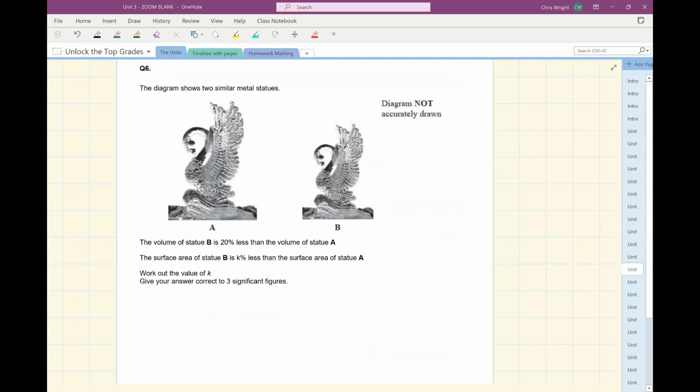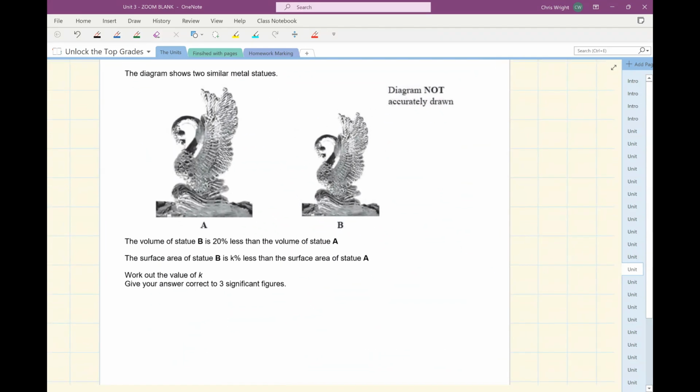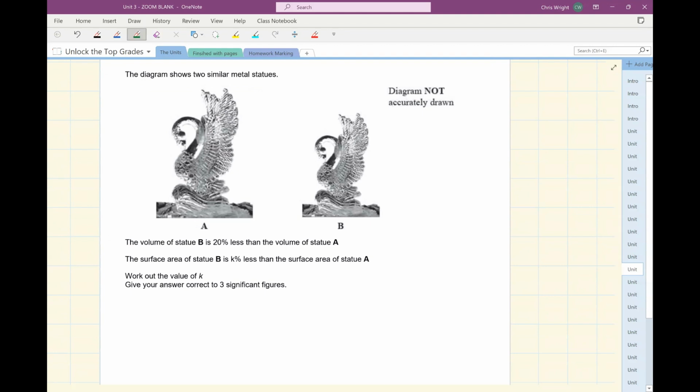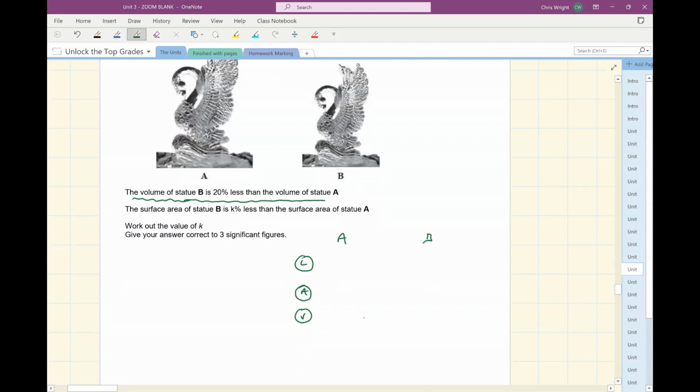Question 6. Well, the moment we see this one, we know it's going to be about similar shapes. So I'm going to have statue A, statue B, linear, area, volume. The volume of statue B is 20% less than the volume of statue A. That means the volume scale factor is 0.8, because to get from the volume of A to the volume of B, you have to multiply by 0.8, because the volume of B is 20% less than the volume of A.